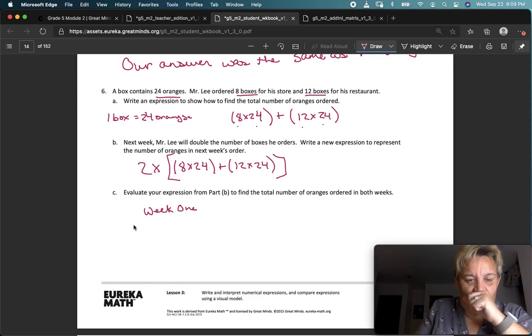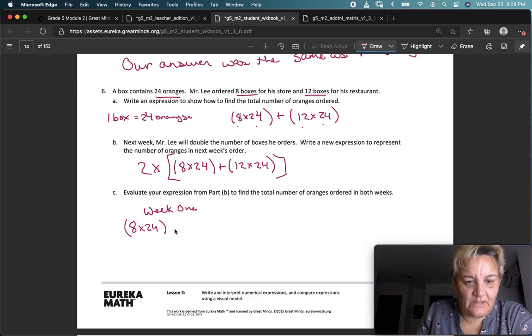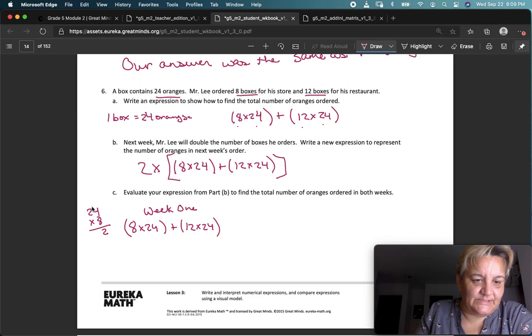And that is 8 times 24 plus 12 times 24. So 8 times 24. Okay, let's see. 24 times 8 is 32, carry the 3. 16, 17, 18, 19. 92. No, is that right? Nope, not right. Sorry. 8 times 4 is 32. Carry the 3. 8 times 2 is 16, plus 3 is 19. There we go. That's way better.